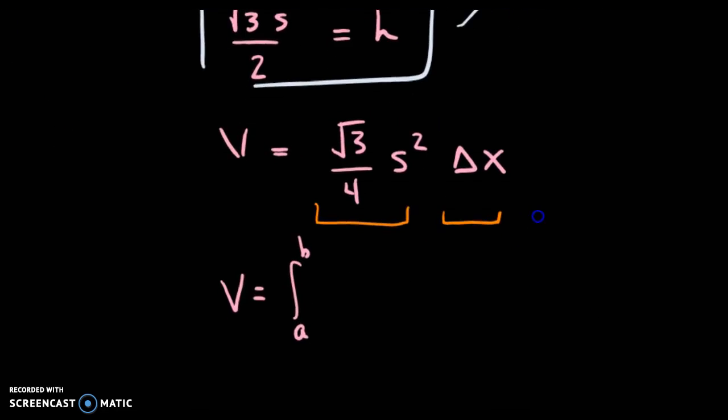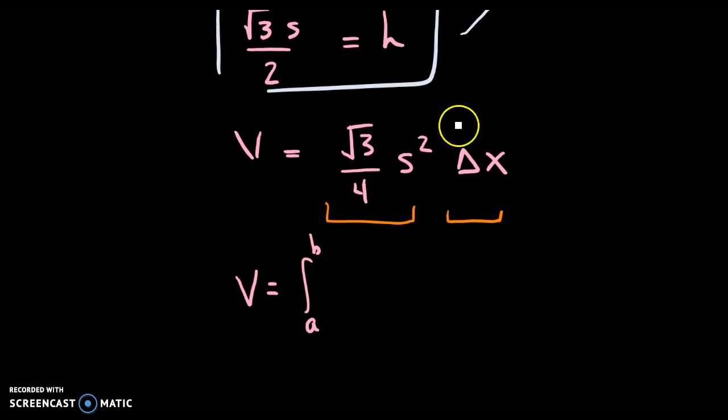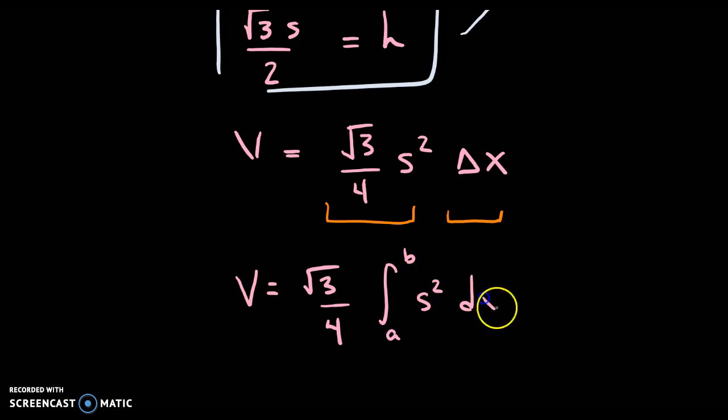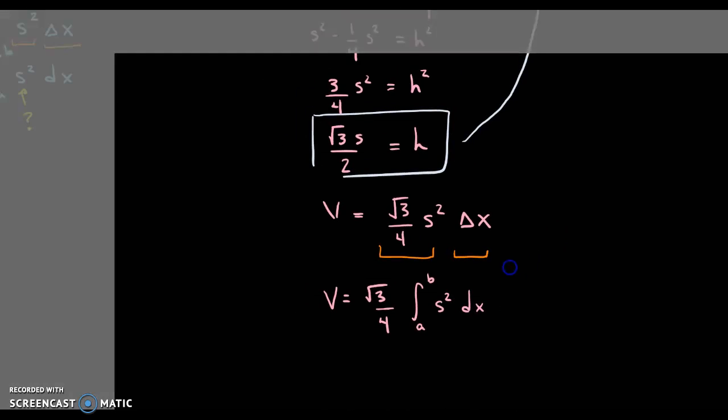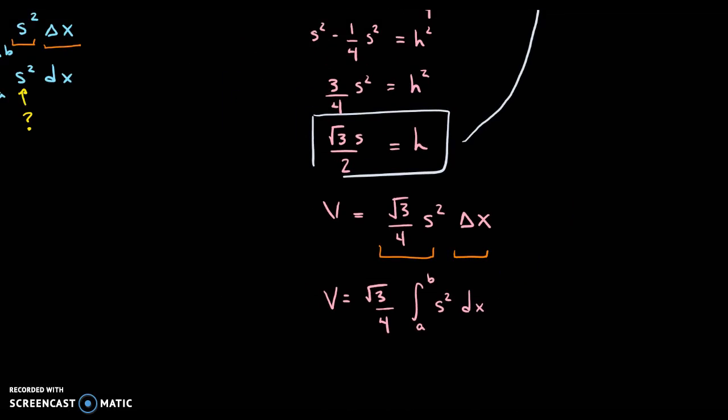So our formula is now going to become the integral of this thing here. The square root of 3 over 4 is just a constant, so I don't have to write it inside my integral. I'm just going to take it out. So I'm going to write the square root of 3 over 4, then the integral from a to b of s squared dx. And there is my actual formula for volume using equilateral triangles. I'm just going to put this in a box.